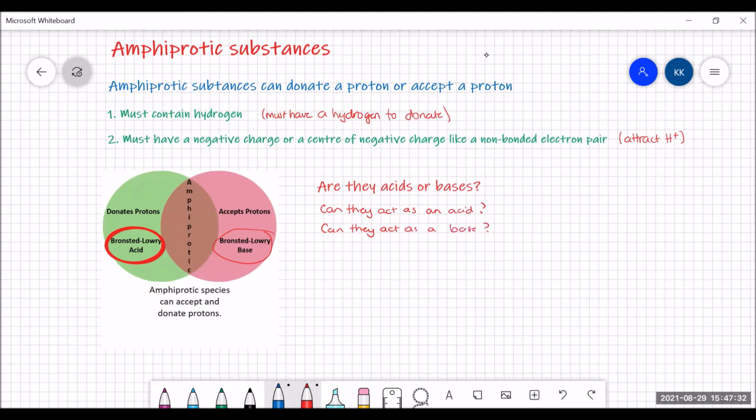So because they are able to donate protons, they can act as an acid, so yes. And because they can accept protons, they can act as a base. So the actual answer is they're both. They're acids and they're bases.